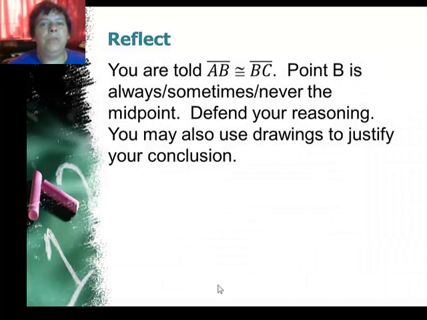You were told that segment AB is congruent to segment BC. Point B, is that always, sometimes, or never the midpoint? And defend your reasoning. You may use drawings to justify your conclusion. Good luck.